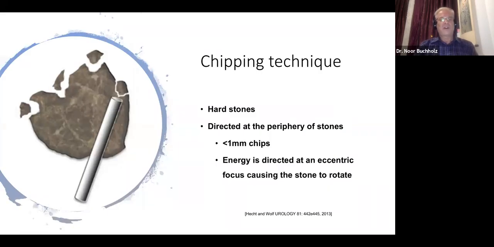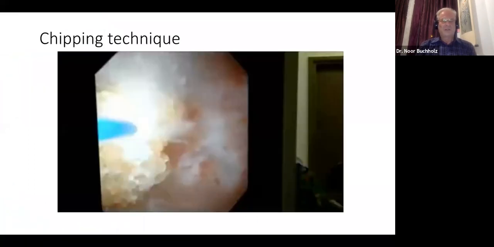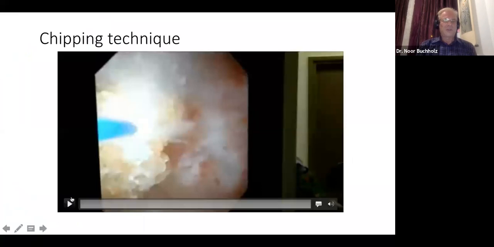Now, if you have very hard stones, you do a chipping technique. Again, your aim would be not to make large fragments, but to make small fragments of a maximum of 1 millimeter, which you can leave to be washed out. So the energy is directed at an eccentric focus at the edge of the stone, and that causes the stone to rotate. This is an example for the chipping technique.